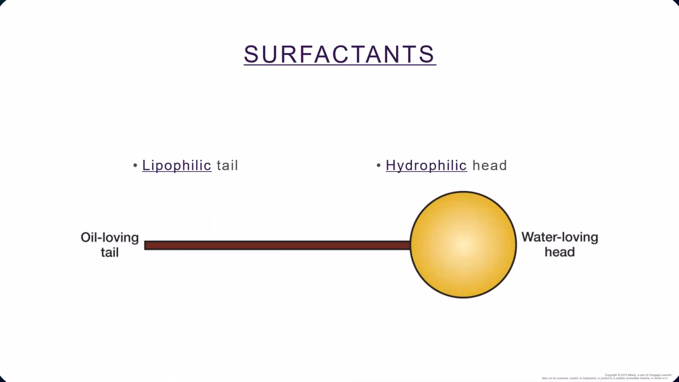Surfactants are substances that allow oil and water to mix or emulsify together, and they're just one type of emulsifier. The term surfactant is a contraction for surface active agents, or substances that allow oil and water to mix or emulsify. So there are hydrophilic heads that are water loving, and those are the ones that dissolve in water, and lipophilic tails, which are oil loving, and those dissolve in oil.